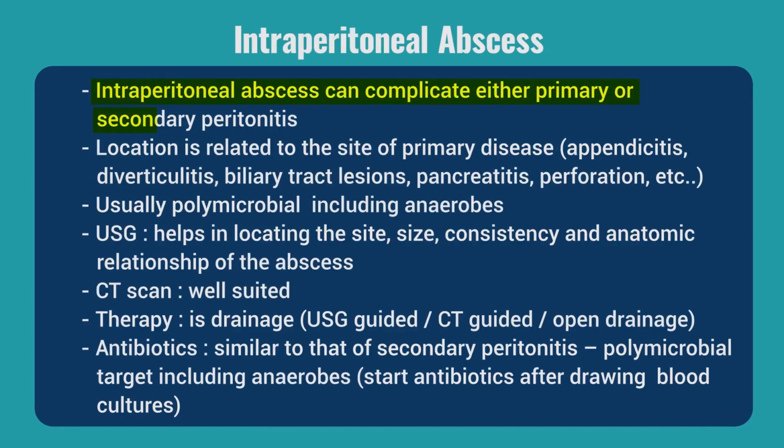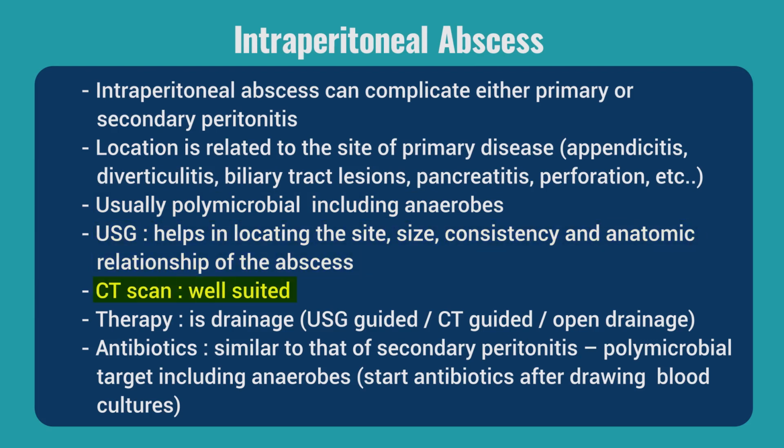Intraperitoneal abscesses can complicate either primary or secondary bacterial peritonitis. As I already mentioned, the location is related to the site of the primary disease, for example appendicitis, diverticulitis, biliary tract lesion, pancreatitis, etc. Because it is secondary to a particular bowel problem, it is usually polymicrobial. The investigation for this would usually be an ultrasound, which will help in assessing the site of the lesion, the size of the lesion, the echogenicity, etc.